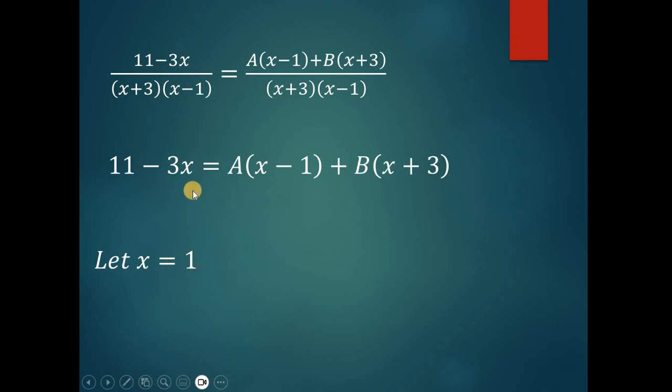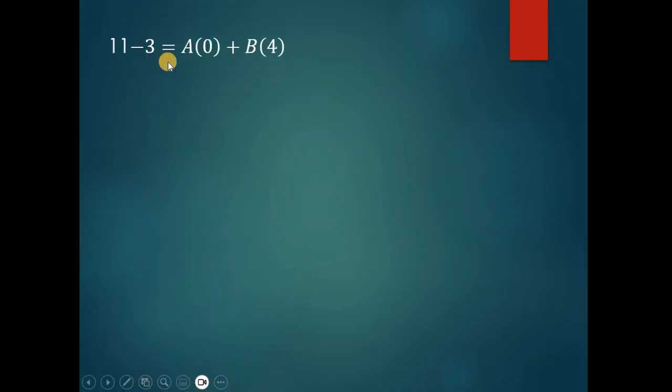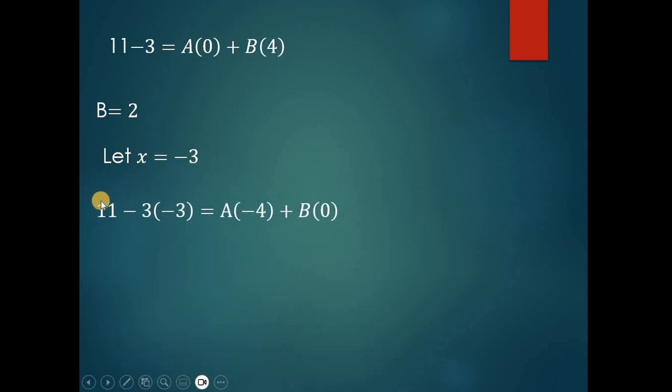When we substitute the value of x in our equation, we are going to have 11 minus 3 is equal to A into 0 plus B into 4. When we solve, we'll get the value of B as 2. To find the value of A, we are going to let our x be negative 3. And when we substitute the value of x in our equation, we are going to have 11 minus 3 into negative 3 is equal to A into negative 4 plus B into 0. And by solving this equation, we'll have our A as equal to negative 5.